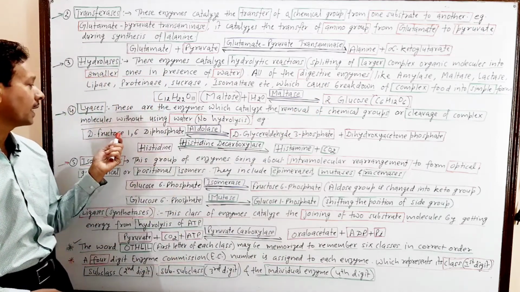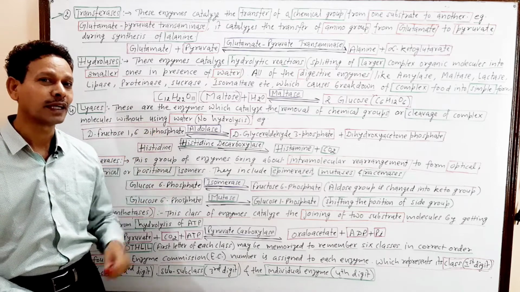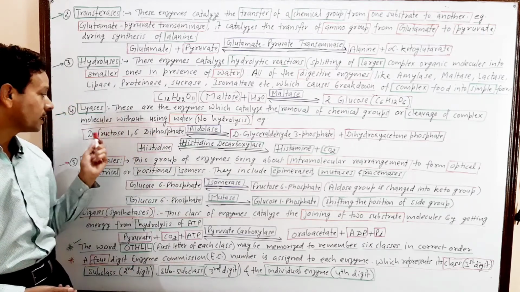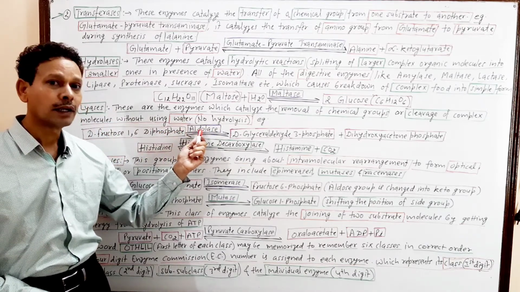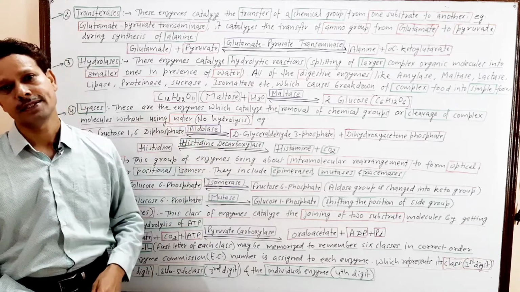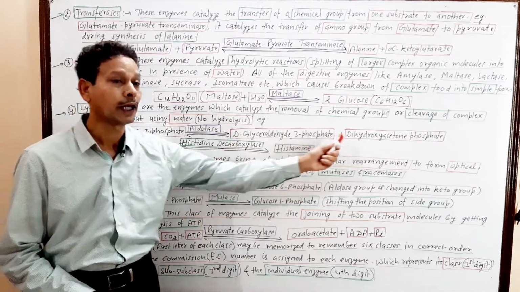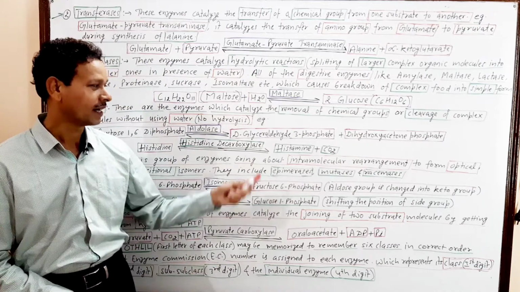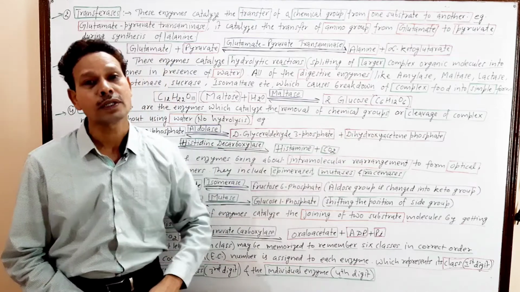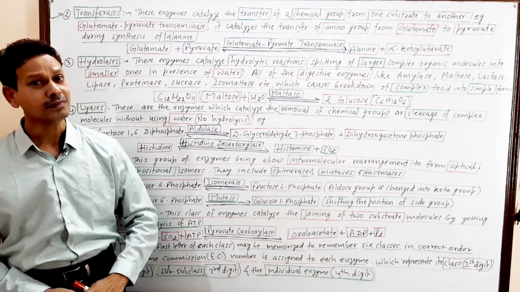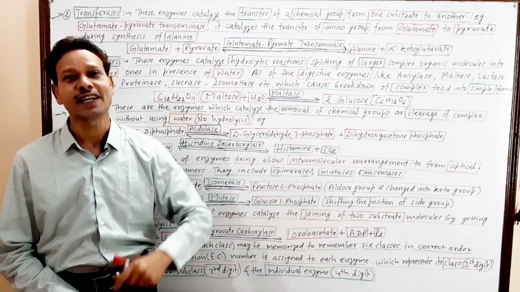Example very clear, lyase: this is a 6-carbon compound, fructose 1,6-diphosphate. Dear children, we said this 6-carbon compound fructose 1,6-diphosphate, in the presence of the enzyme aldolase, is converted into 2 molecules of 3 carbons each, and these products are D-glyceraldehyde 3-phosphate and dihydroxyacetone phosphate.